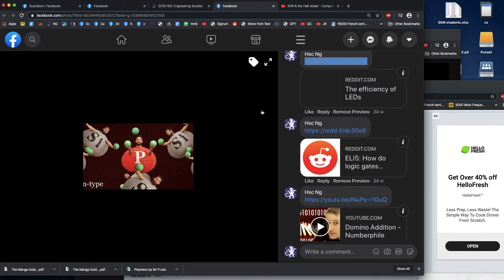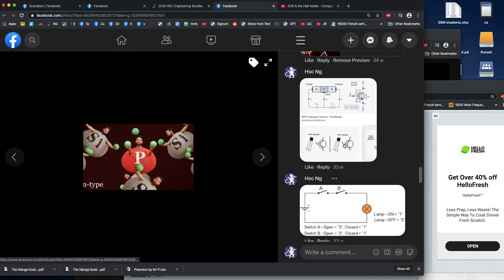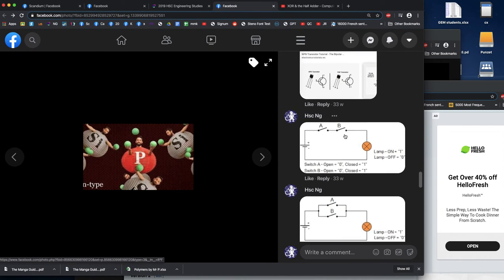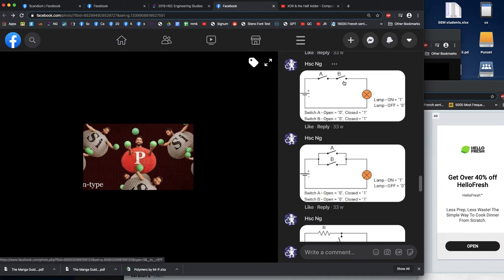So if we go back here, this is what a transistor looks like in terms of its wiring, and this is what a transistor looks like in terms of symbols and what they actually look like in practice if you want to go and pick up one and buy one. There's different kinds. This is how we wire an AND gate. This is an OR gate.